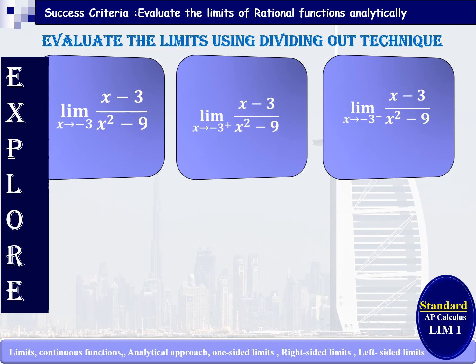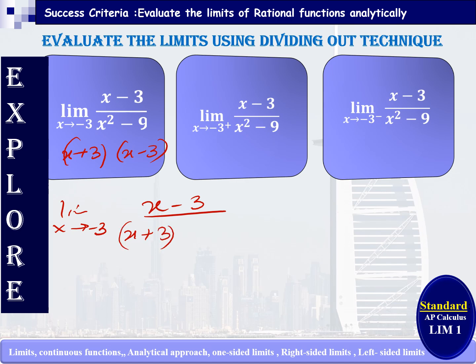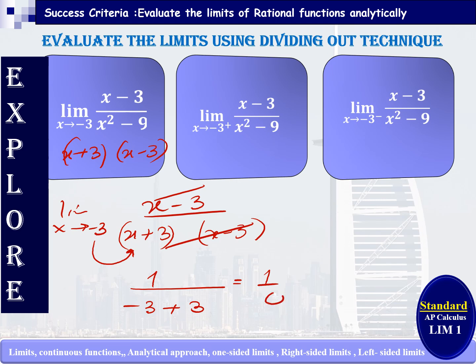Okay, now let's try over here. The factor of x square minus 9 is x plus 3 and x minus 3. So let's try the first one. Limit x approaches negative 3. So I will have x minus 3 divided by x plus 3 and x minus 3. Now x minus 3 cancels. What is left? 1 over, and now apply the limit directly, that is negative 3 plus 3, and negative 3 plus 3 is 0.